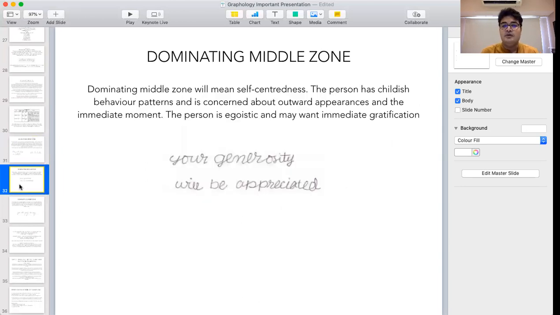Next, let's talk about the dominating middle zone of the handwriting. The dominating middle zone will mean self-centeredness. This particular person has childish behavioral patterns and is concerned about outward appearances and the immediate moment. This person is egoistic and may want immediate gratification. If you can just see, it's neither going in the upper zone, nor in the lower zone. It is very, very strong in the middle zone of the handwriting.